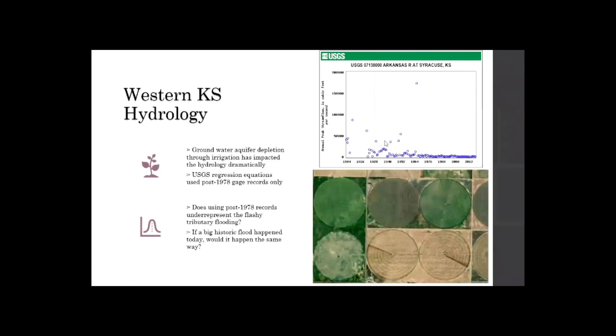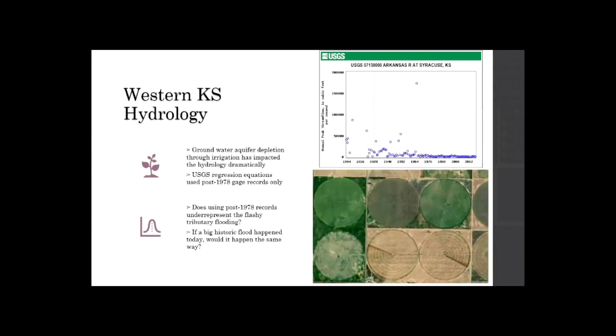And as you can see, this is a gauge on the Arkansas River in Syracuse, Kansas, and you can see that the flows since 1978, the 1970s, have really been hovering close to zero, and there were much different frequencies previous to that. The building of dams also affects that, so we're taking that into consideration.